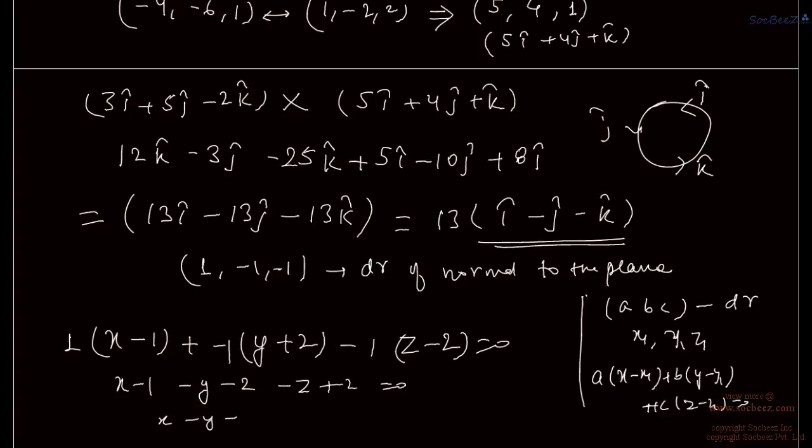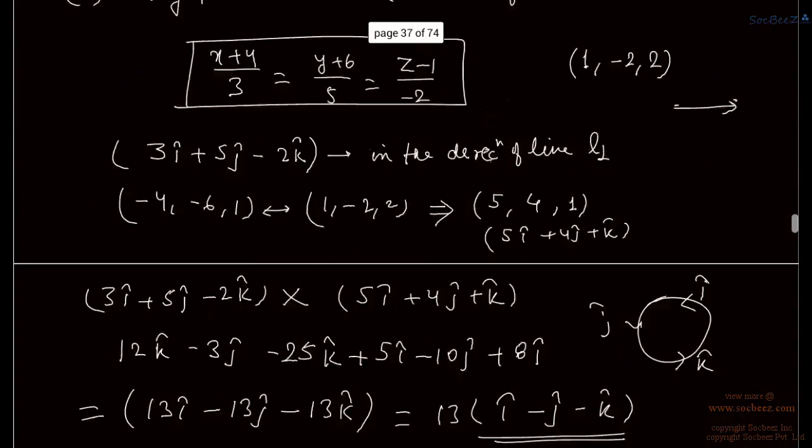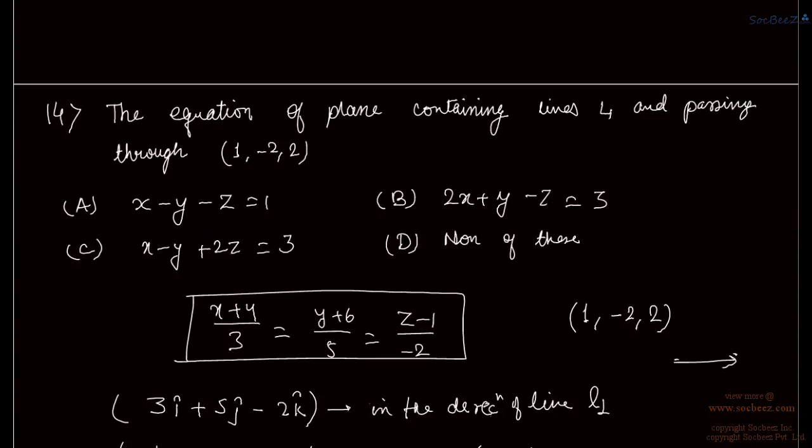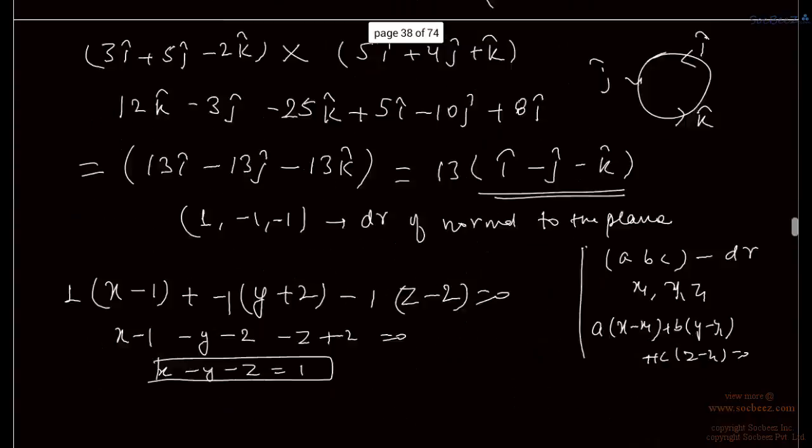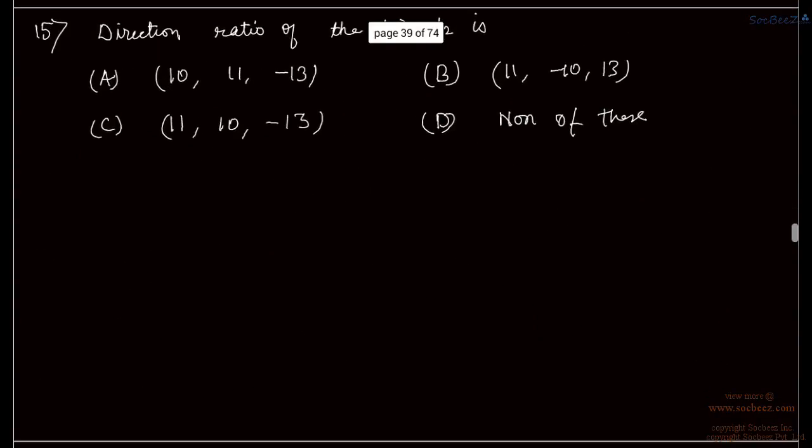So we have x minus y minus z, the 2 will be cancelled, is equal to 1. So this is the equation of our plane. x minus y minus z is equal to 1. So x minus y minus z is equal to 1. Hence option A is correct. Right? Moving to the next question.